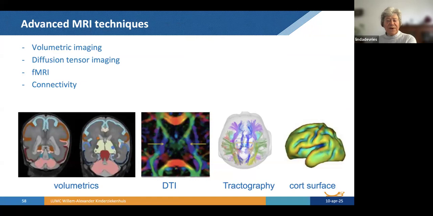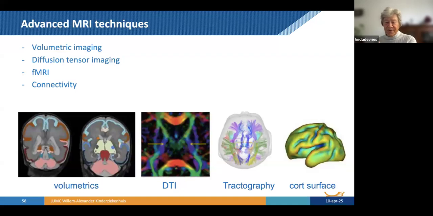So I'm not talking about advanced MRI techniques. They look spectacular. It's more a research tool still: volumetrics, diffusion tensor imaging, tractography, looking at the cortical surface, the thickness of the cortex. And I think these are all especially indicated for research purposes, and they're more related to cognitive outcome than specifically looking for motor outcome. I think they are becoming a little bit more widespread, but not very much so. And they look at the population rather than an individual patient.